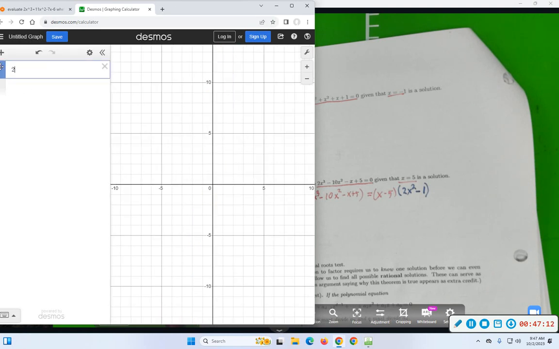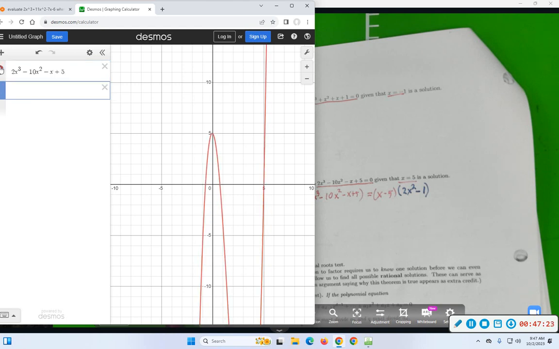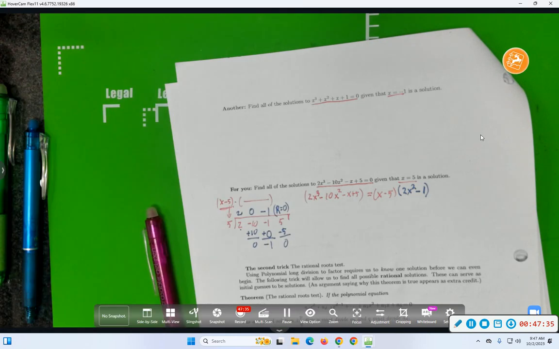All right, 2x cubed minus 10x squared minus x plus 5 equals x minus 5 multiplied by 2x squared minus 1. Those seem to line up. All right, I think I believe the factorization.